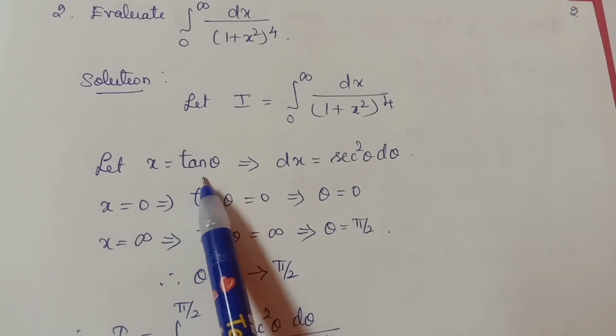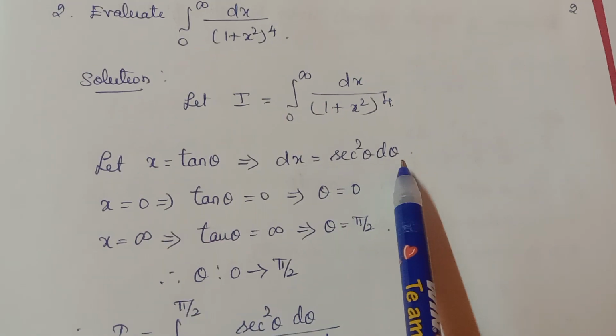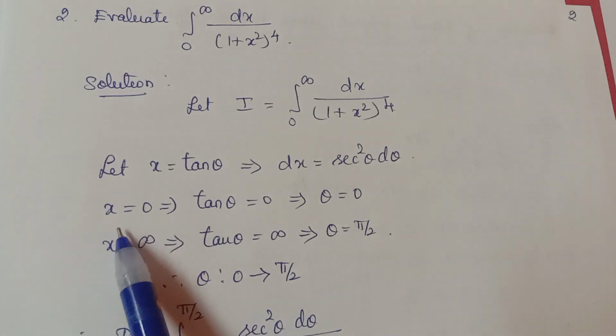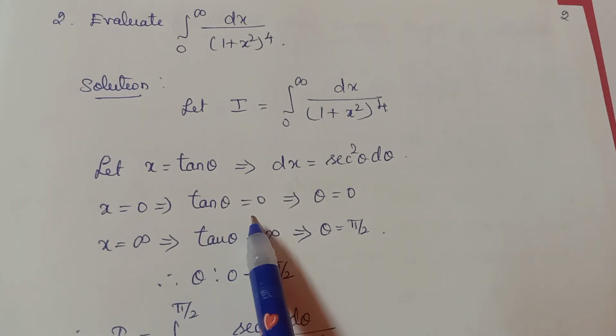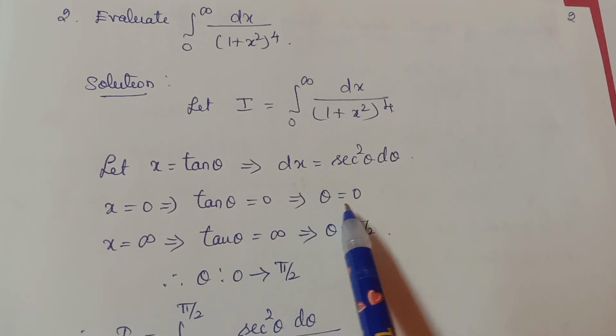So let us take x is equal to tan theta. So what will be dx? Differentiation of tan theta is what? Secant square theta d theta. Then in the same way you have to change the limits also. x is equal to 0 implies tan theta equal to 0. For theta equal to 0 only, tan theta will become 0, isn't it? So theta is equal to 0.